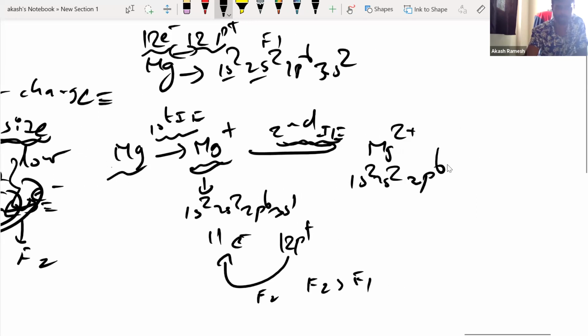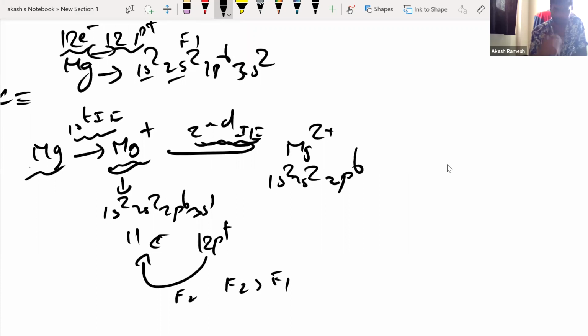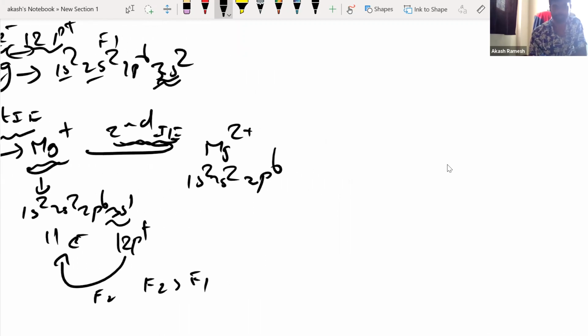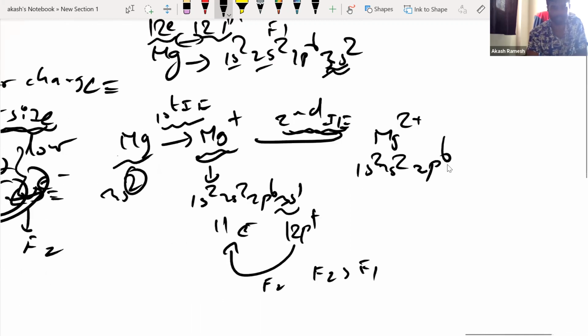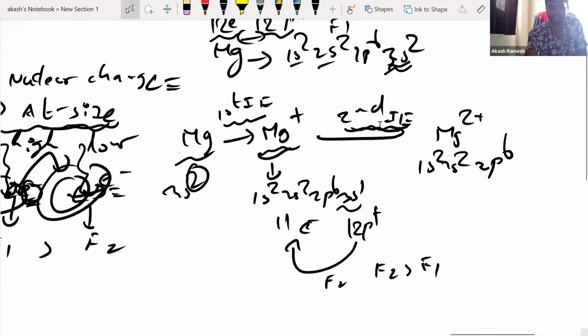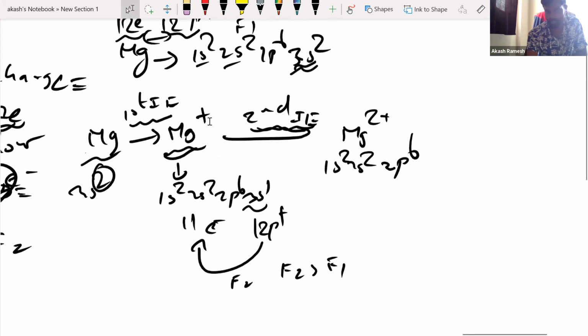Now say when I go to Mg, I have the configuration as 3s2 here. When I remove an electron, that is the first ionization energy, and 3s1 is there. Now there are 2 electrons. If we can understand this point, we'll come back to how the second ionization energy is greater than the first ionization energy.